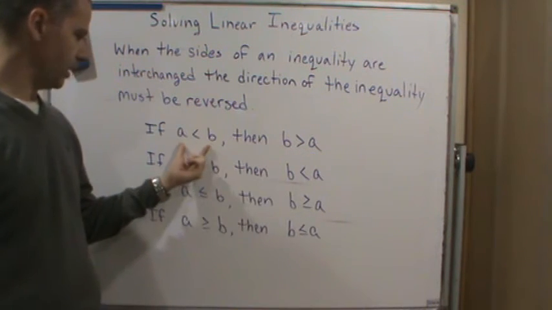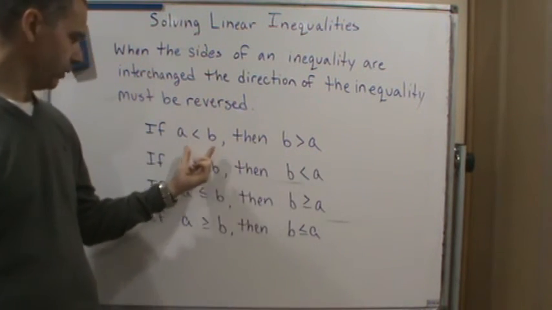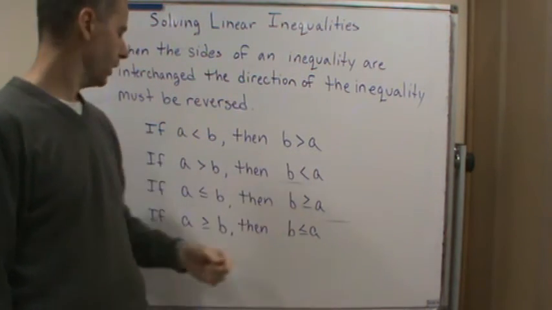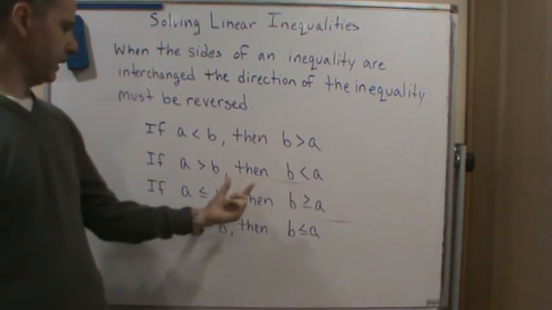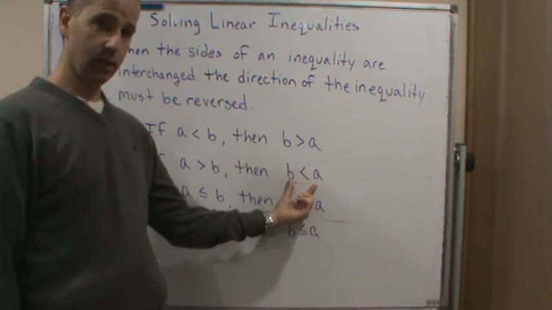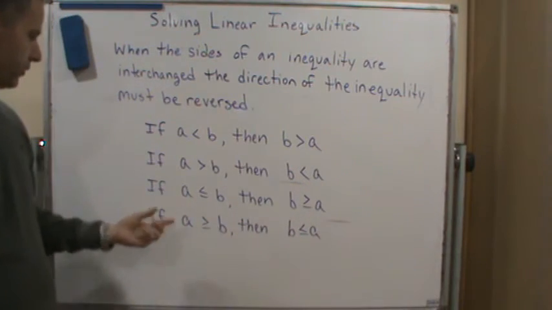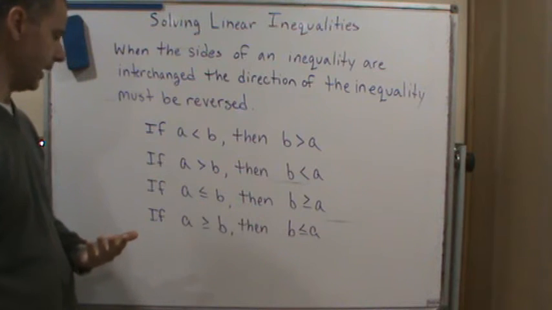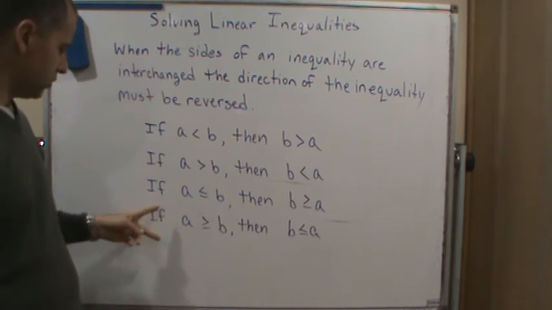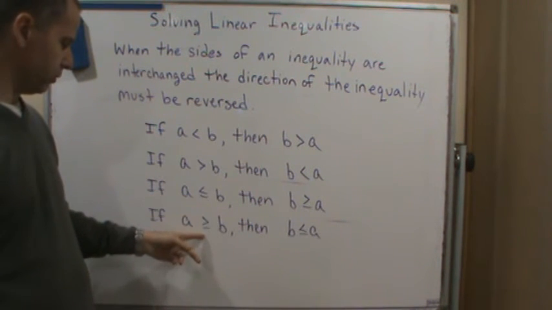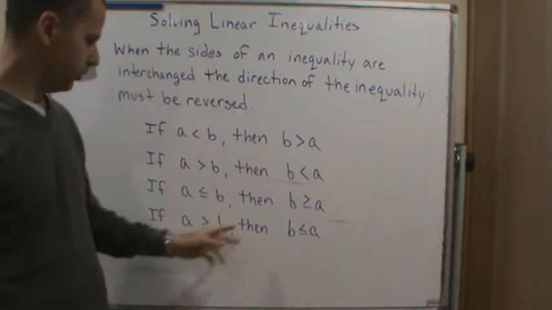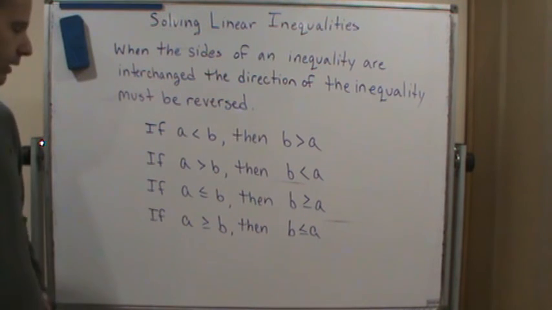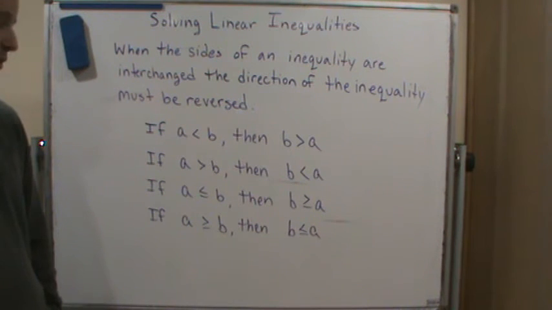So again, the relationship is still preserved. It still makes sense. If this is true, then obviously this is true. If A is bigger than B, then B is less than A. These are basically just two ways of saying the same thing. That's exactly what we're trying to say. And likewise for these two: if you have less than or equal to, or greater than or equal to, then when you switch the two sides, you also need to switch the inequality to preserve the correct relationship.